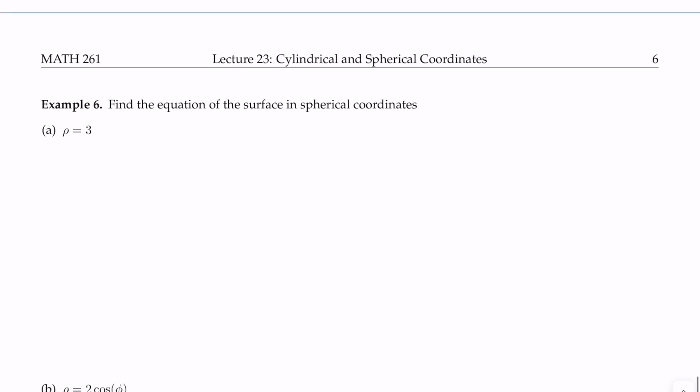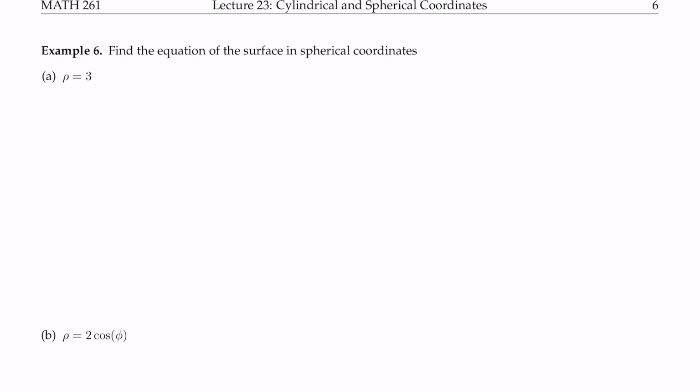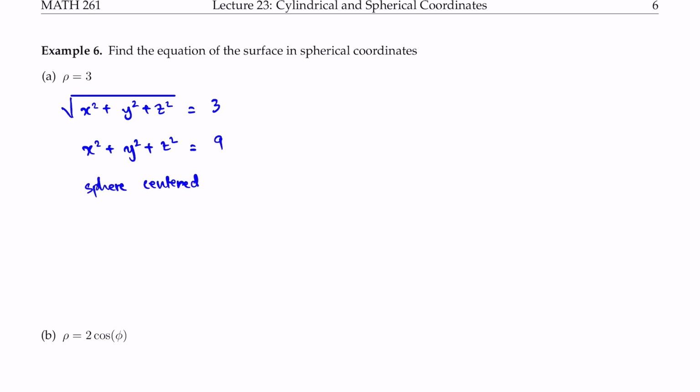Now we're going to move on to the next set of examples. That is, you are given equations in spherical coordinates. You want to convert them into the rectangular coordinate system. So in this case, you have rho equal to 3. We can relate rho back to the rectangular coordinate system through the equation square root of x squared plus y squared plus z squared. This is equal to 3. Or if you square both sides of the equation, you get x squared plus y squared plus z squared equal to 9. So this is a sphere centered at the origin with a radius of 3.